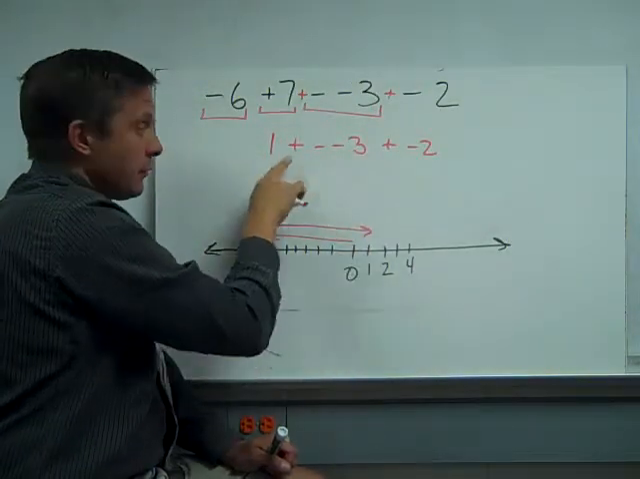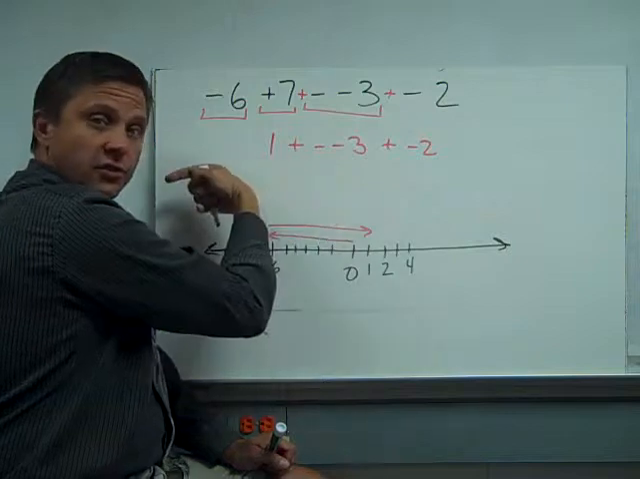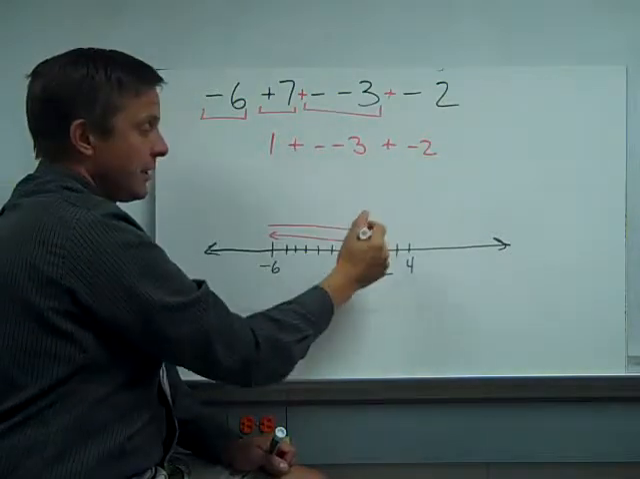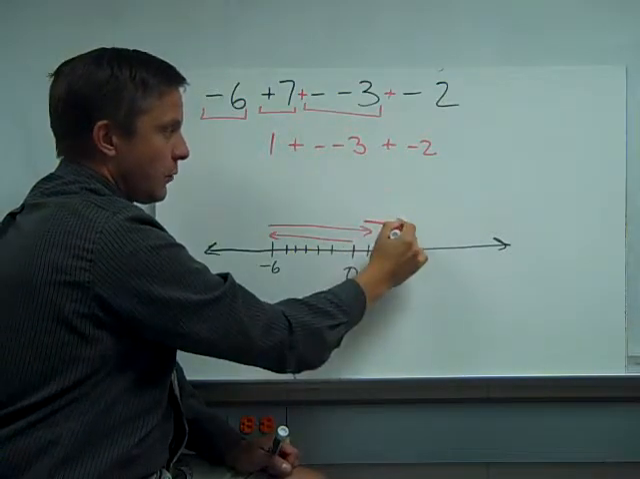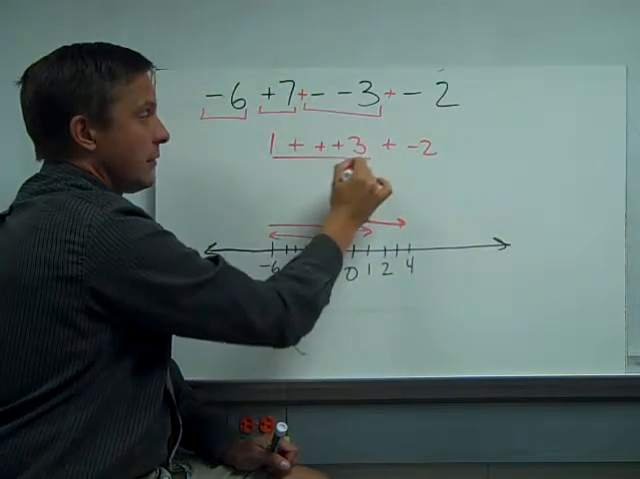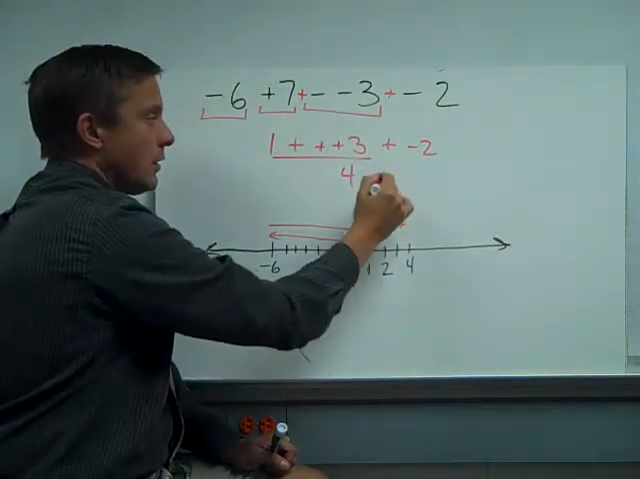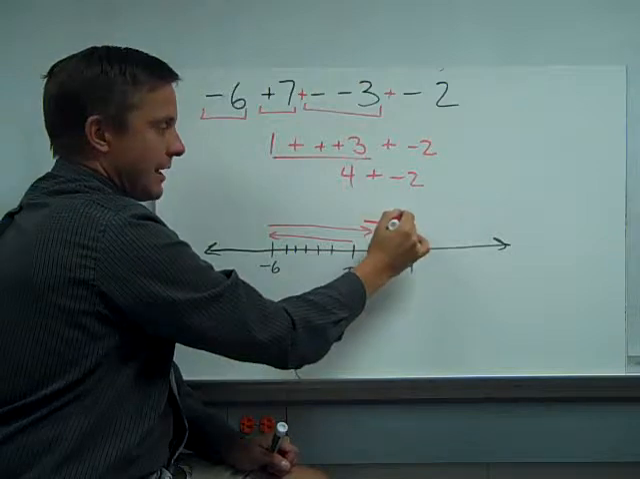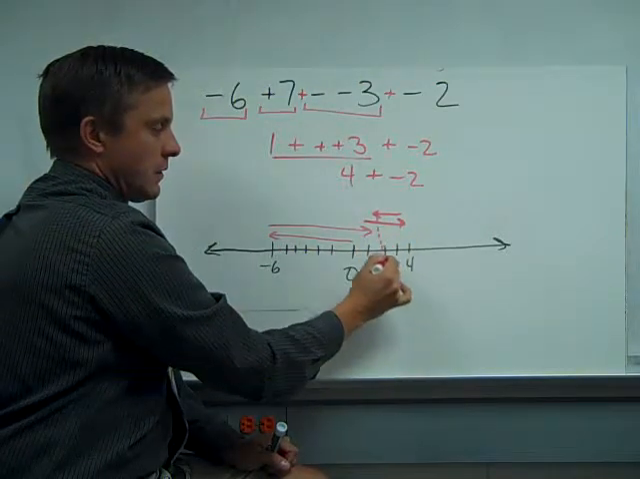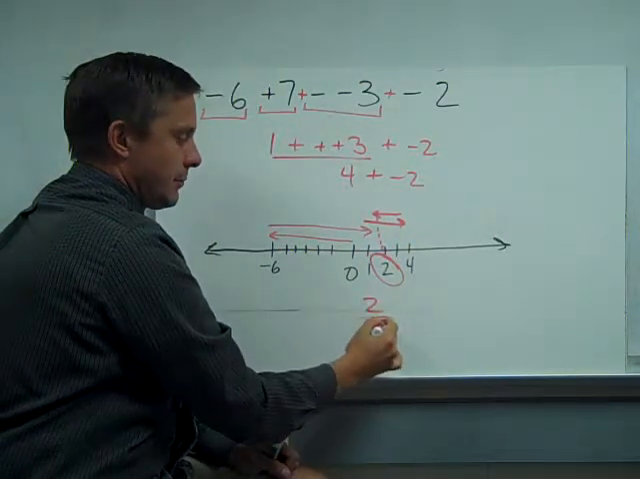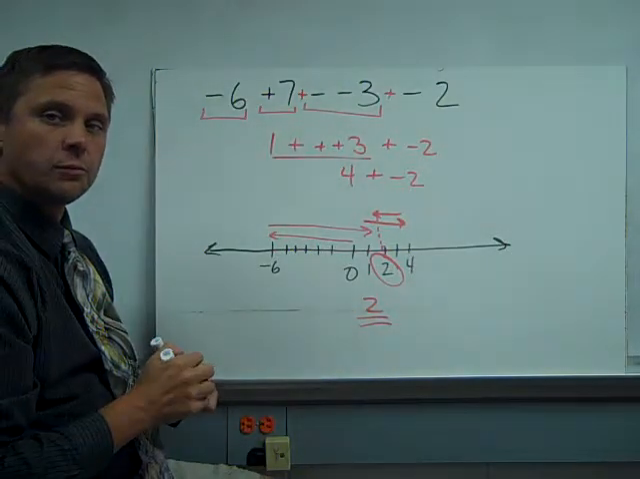I'm at 1. The plus says go this way. The first minus says go this way. The next minus says go that way. So I'll go back this way 3 more, which plus plus. 1 plus 3 is 4. 4 plus negative 2, go back 2. And the answer to this problem is 2.